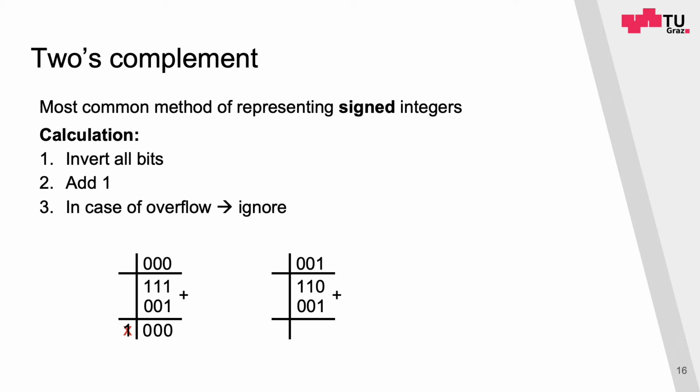Then we apply step 2, which is adding 1 to this new number, and then we calculate the result. So 0 plus 1 is 1, 1 plus 0 is 1, and 1 plus 0 is 1 again, and we are finished. And yeah, this is the 2's complement of 1. So this is the representation of minus 1. And as you can see, the MSB, the most significant bit, which is the leftmost bit, is 1, which indicates that this is a negative number.